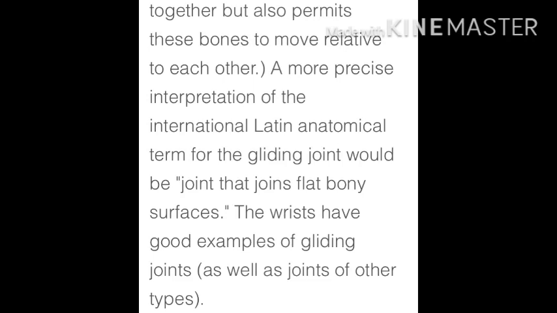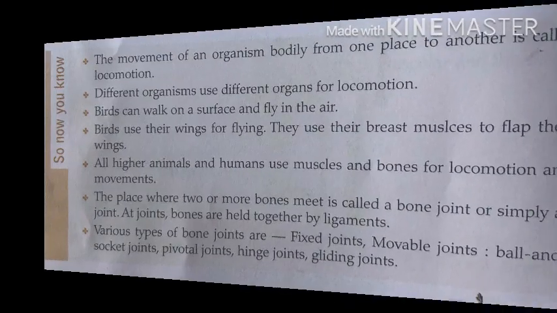The joint which allows only a limited movement due to the sliding nature of the cartilages is called gliding joint. Movable joints of the backbone are gliding joints.